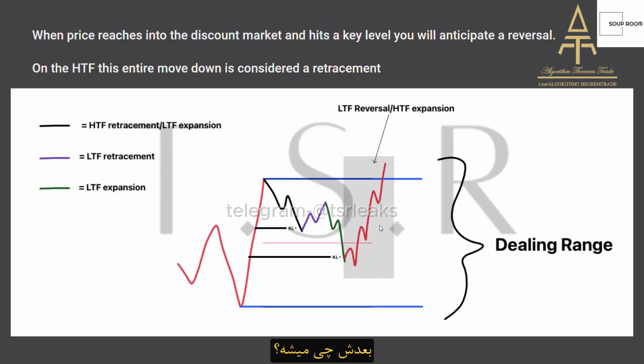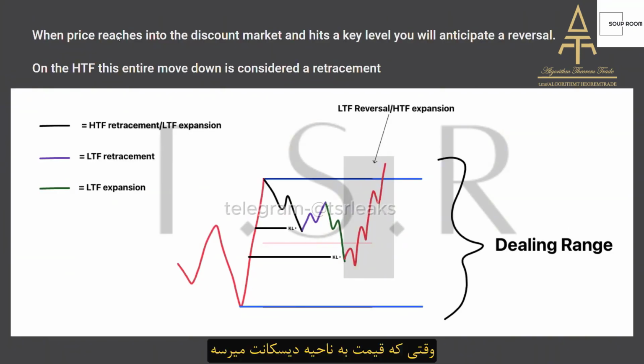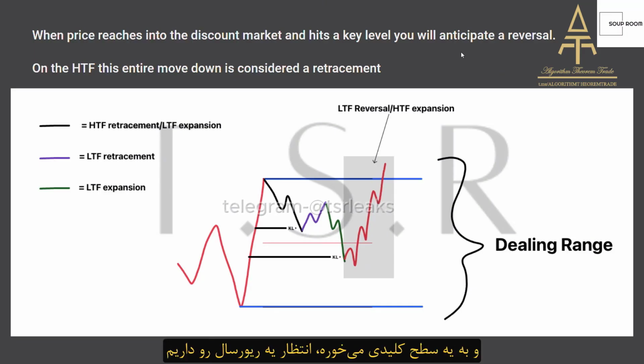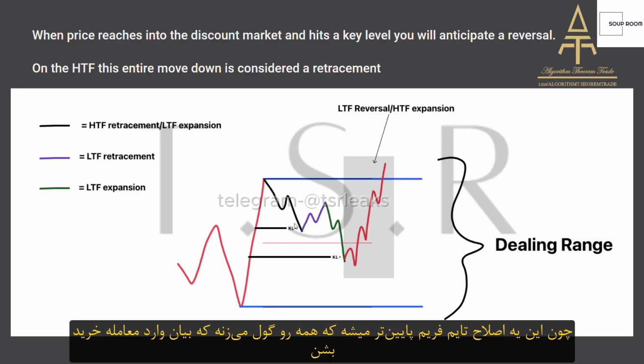What will happen next? So what is the point of this happening? When price reaches into the discount market and hits a key level, you will anticipate a reversal. Okay, so we have a key level in a premium market, but we are bullish. We will not enter longs over here. Why? Because this will be a lower time frame retracement, fooling everybody to enter long.